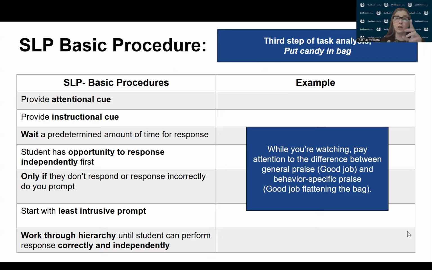So as you watch the video now, because we're looking at the third step, you need to look at the beginning for the attentional cue and the instructional cue or the task direction. And then I want you to look and see if you can find out what the response interval is. So that means you need to count the response interval as you watch the video. Does the student have the opportunity to respond independently? Then only if they make a mistake or they don't respond does the teacher give a prompt. Does she start with what looks to be the least intrusive prompt? And does she work through the prompting hierarchy until the student can complete the step independently or correctly?